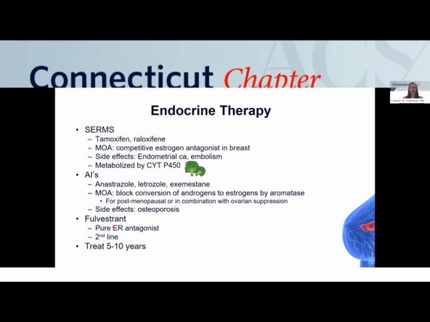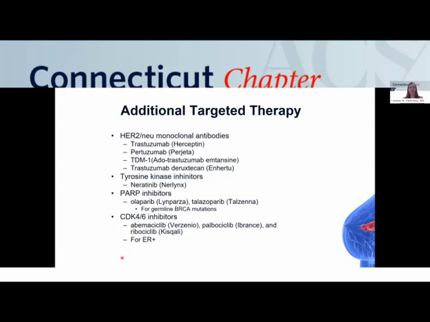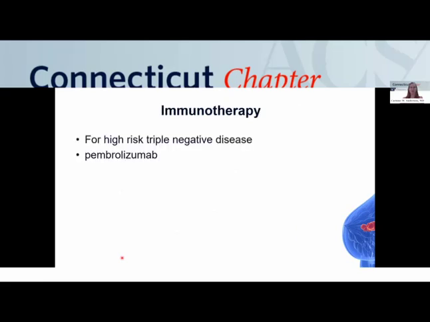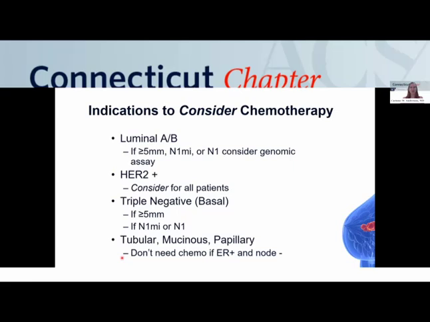Fulvestrant, that is a pure ER antagonist, that is only a second-line treatment. And in general, we prescribe that treatment for 5 to 10 years. Other targeted therapies, all of our HER2 new targeted therapies, tyrosine kinase inhibitors, PARP inhibitors, in general are only indicated for germline BRCA mutations. CDK4/6 inhibitors are used today for patients who have more aggressive ER-positive cancers. Immunotherapy, currently we are only using for high-risk triple-negative disease. That is that pembrolizumab.